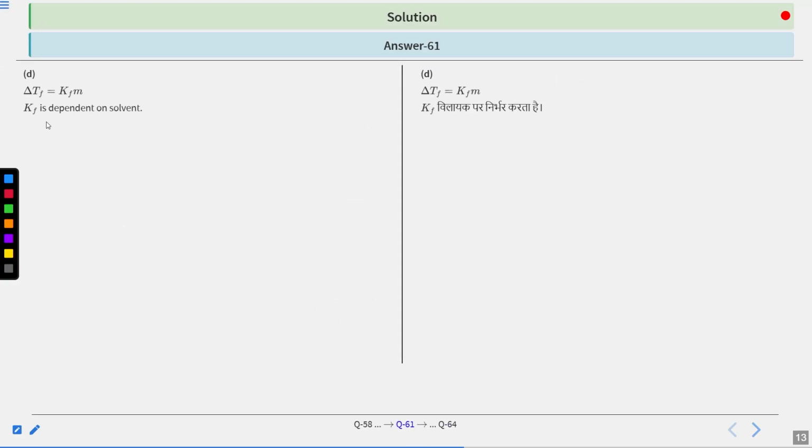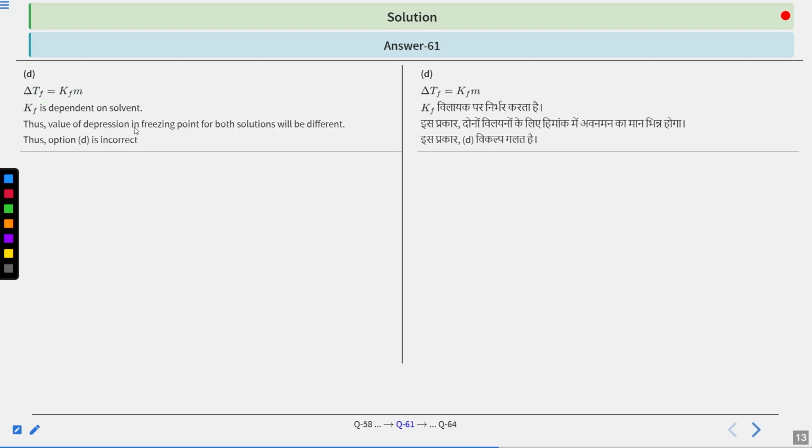What about option D? So we know that the depression in freezing point is dependent upon the solvent nature because it helps in determining the Kf value. And since you are changing the solvent, your delta Tf will also change. So the value of depression in freezing point for both solutions will be different for this reason, and option D, or the statement D, will be incorrect.